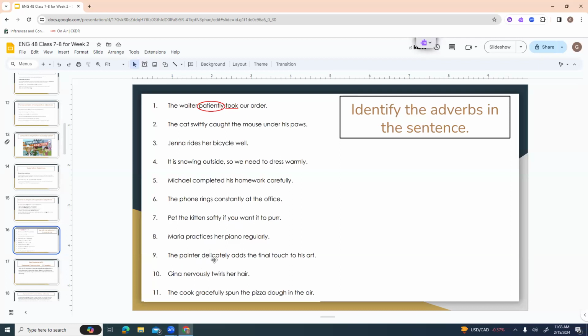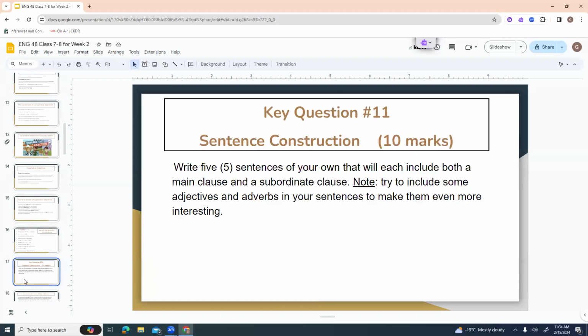The painter delicately adds the final touch to his art. Delicately is describing the adding. Gina nervously twirls her hair. Nervously is describing how she's twirling. The cook gracefully spun the pizza dough in the air. Gracefully describes spun. I worked at a pizza joint. I have to be honest, I never once saw anybody spinning pizza dough in the air, although it looks beautiful in commercials.